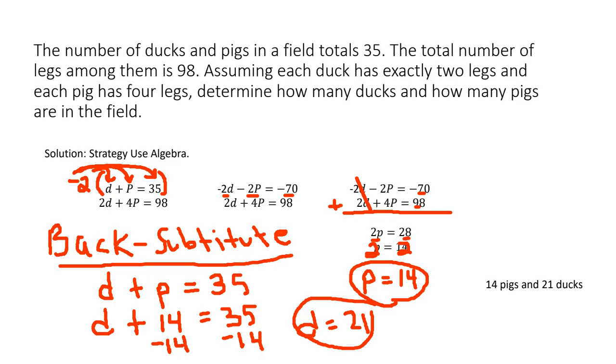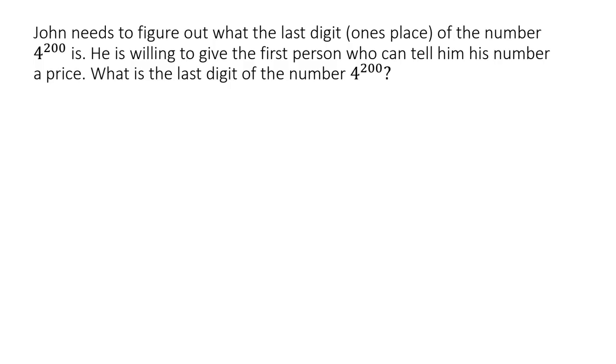So this is an example of a problem that you can use, draw a picture, or you can use algebra to solve the problem. Okay, let's try another one. So John needs to figure out what the last digit in the ones place of the number 4 to the 200th power is. He is willing to give the first person who can tell him his number a prize. What is the last digit of the number 4 to the 200th power?